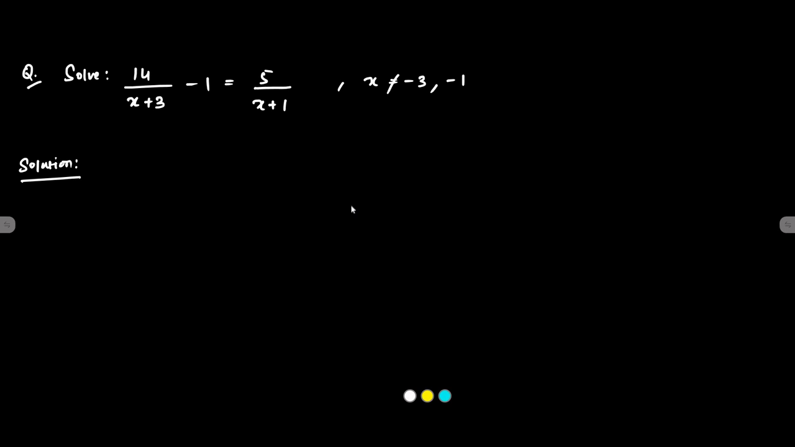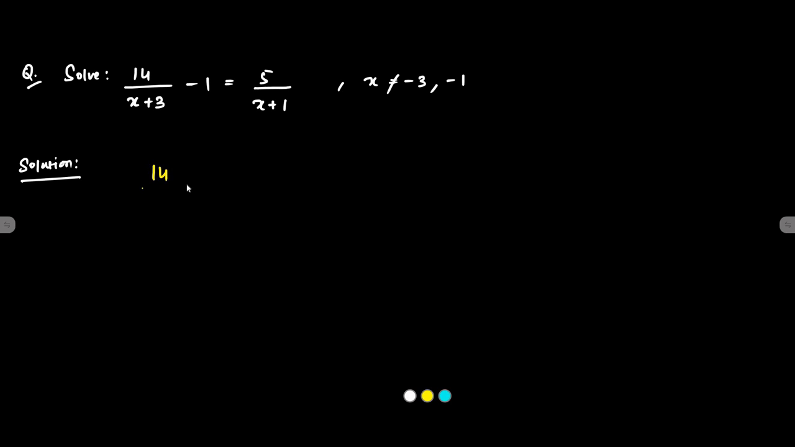So here is another question on solving quadratic equations through factorization method. Here it is given to solve the equation 14 by x plus 3 minus 1 is equal to 5 by x plus 1, with the condition x not being equal to minus 3 or minus 1, because in that case the denominator will become 0 and it will be infinity. So that's a different thing. So this is the condition. So we'll write the equation first.